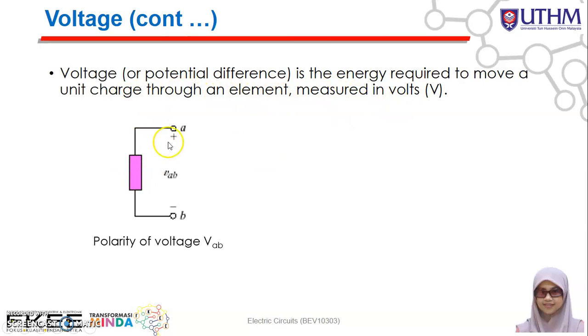Usually, let's say you have an element, you tap one point here and the other point, at point A and point B. The potential difference we call VAB. The polarity of voltage VAB is positive and negative, right?